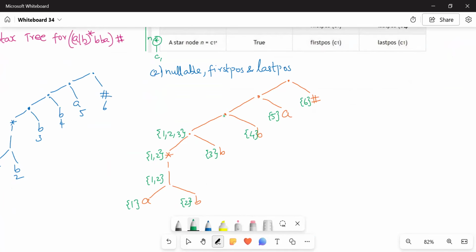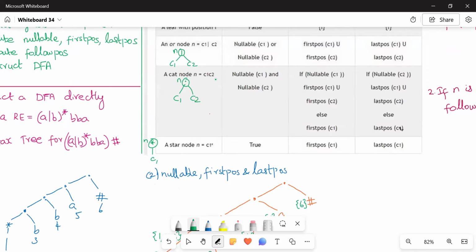Then first position for this cat node. So again, this is also similar to this node. If we want to find first position of this node, we need to check whether nullable of C1 is true. Since C1 is a cat node, how to find nullable? Cat node means both C1 and C2 must be nullable. Nullable of C1 and nullable of C2 both must be true. Then only we can say that nullable of the node is true.